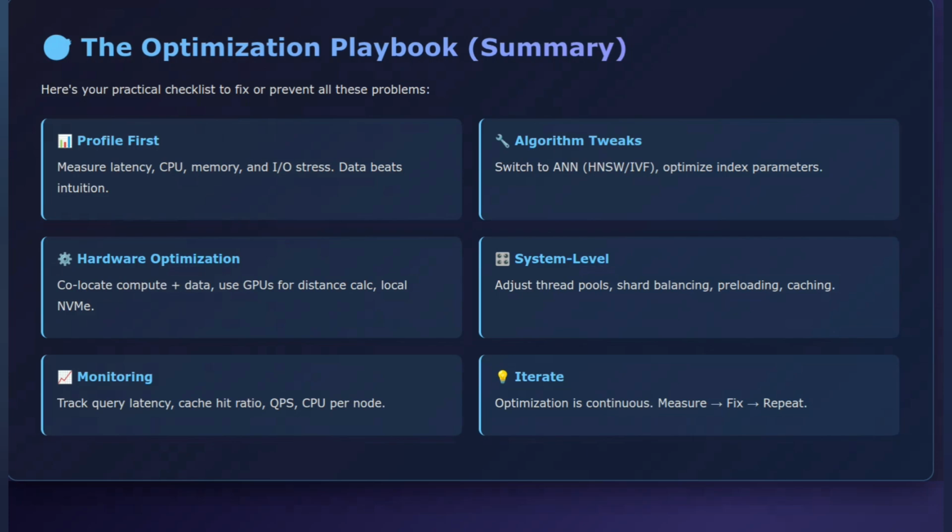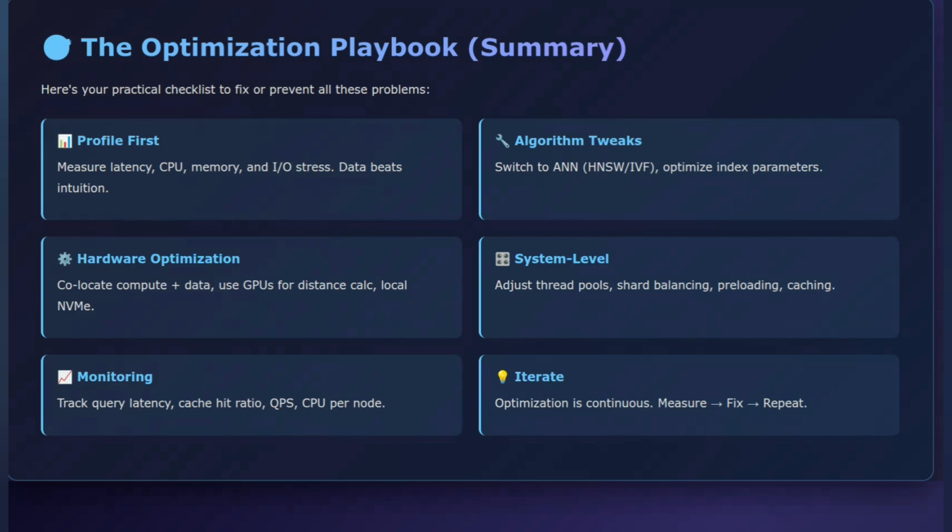Step 5, monitoring and observability. Track metrics continuously. Query latency, P50, P95, P99. Throughput, QPS. CPU and memory per node. Cache hit ratio, disk I/O, index size. If you're not measuring it, you can't improve it.